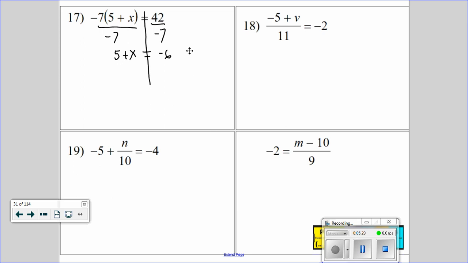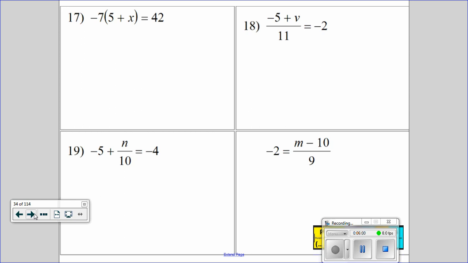Now it's really similar to the problems we did before. We just do the one-step equation. We're going to do the opposite of positive 5 and make that negative 5. That turns to 0 on the left side, giving me just x. On my right side, I have negative 6 and negative 5, which is negative 11.